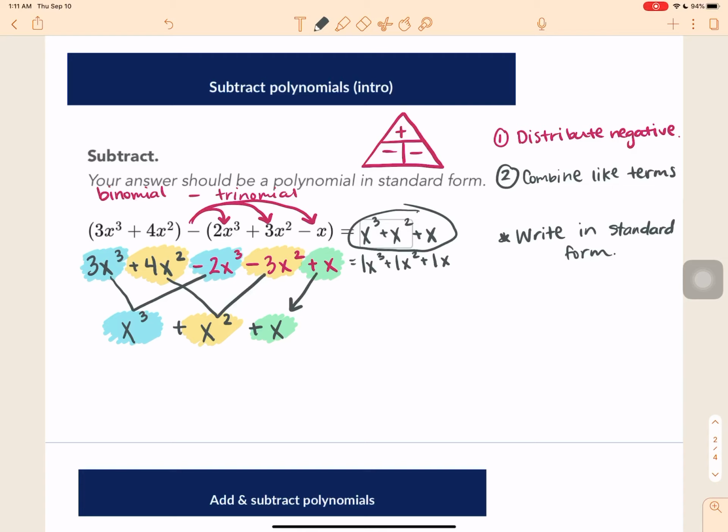So I would pause this video now and go do the second subtract polynomials intro practice. Get 70% or higher. I'm going to keep on saying that so you guys get full credit on the Khan Academy. And then once you're done with that, come back to this video, and I have 2 examples for your last Khan Academy practice.